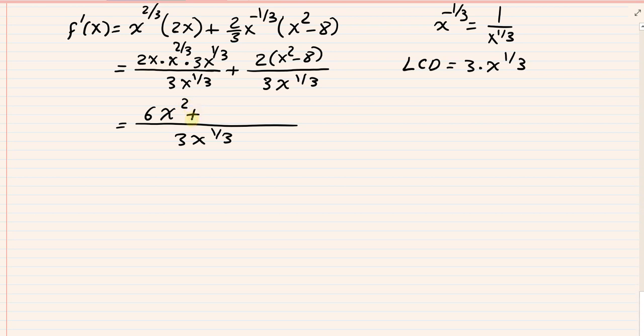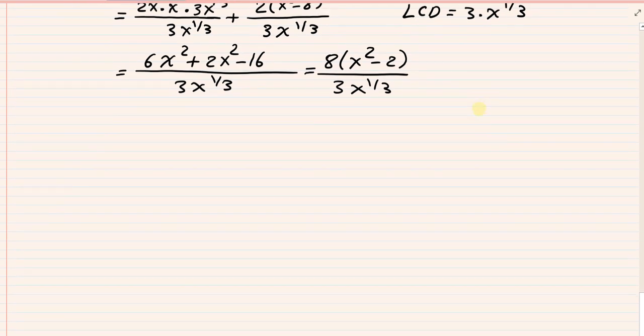Plus the latter one is 2x squared minus 16. And we have a couple of like terms. The x squared are like terms, makes it 8x squared. We factor 8 at the same time. And there we have, this is simplified. That's again the importance of having the derivative in simplest form.